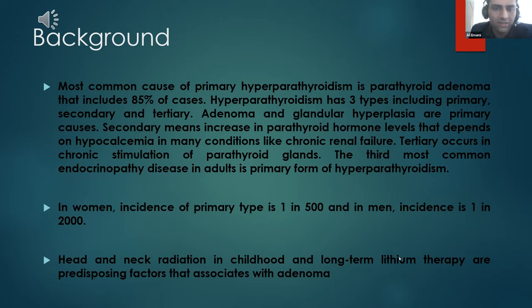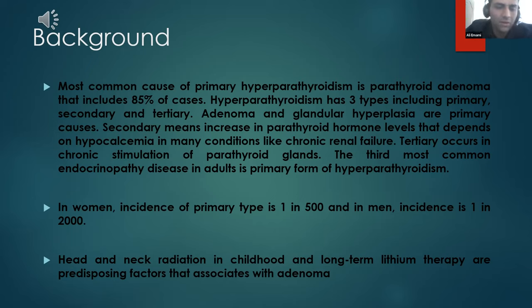All of the cases in hyperparathyroidism have three types: primary, secondary, and tertiary. Adenoma and glandular hyperplasia are primary cases. The secondary ones are in chronic renal failure, or CRF. The tertiary hyperparathyroidism occurs in dialysis patients.